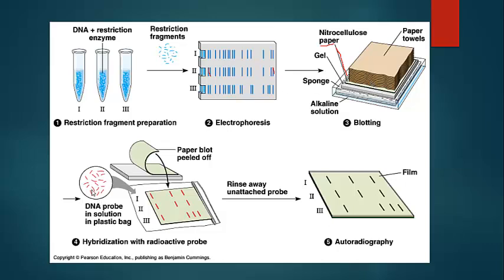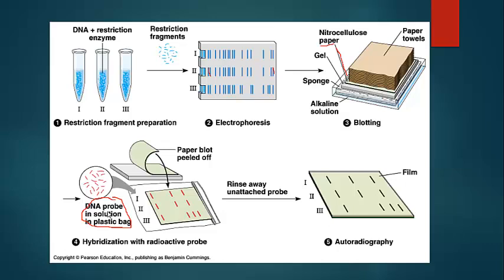That piece of nitrocellulose paper is then given the radioactive DNA probes. These are going to be the fragments of DNA that are complementary to the fragments that we are looking to isolate. Each of these probes is going to base pair with the specific fragments that we want to isolate.